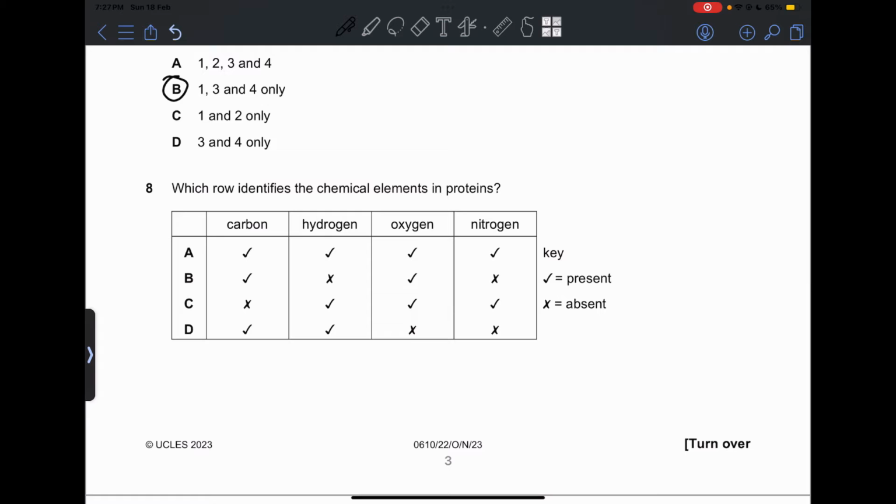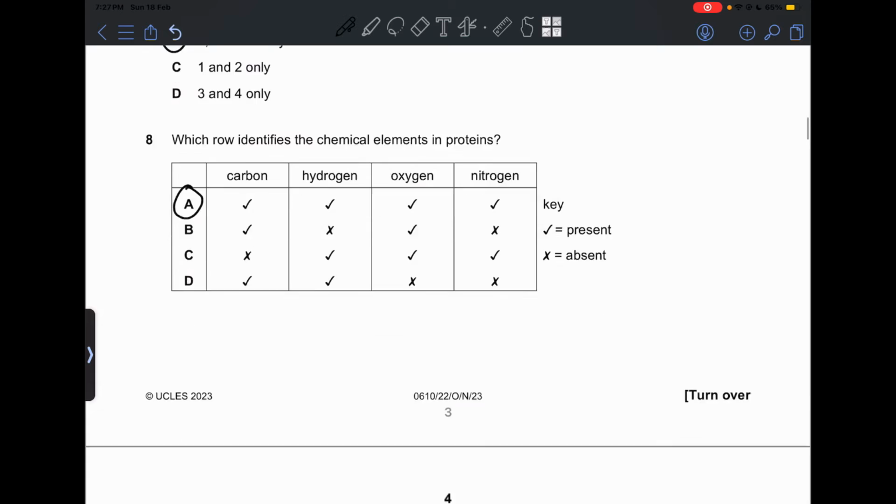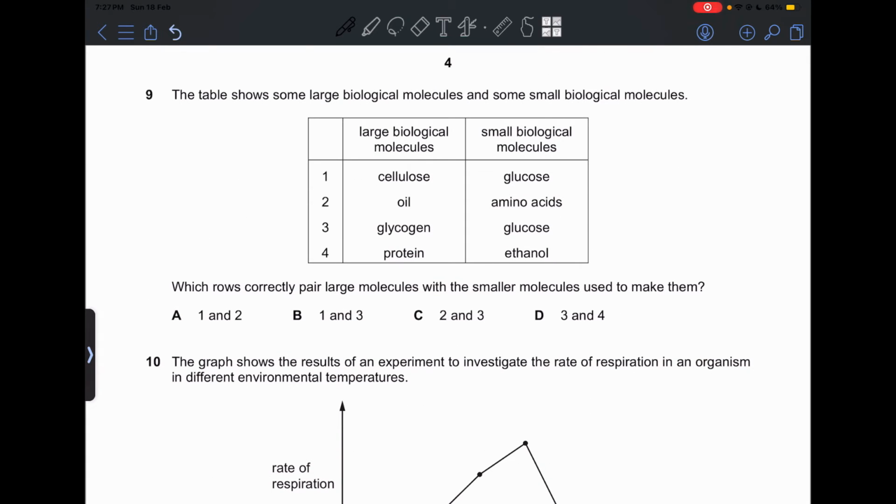8, which row identifies the chemical elements in proteins? In protein, we have carbon, hydrogen, and oxygen, as well as nitrogen. Nitrogen is only found in proteins, so our answer is going to be A. Number 9, the table shows some large biological molecules and some smaller biological molecules. Which rows correctly pair large molecules with the smaller molecules used to make them?